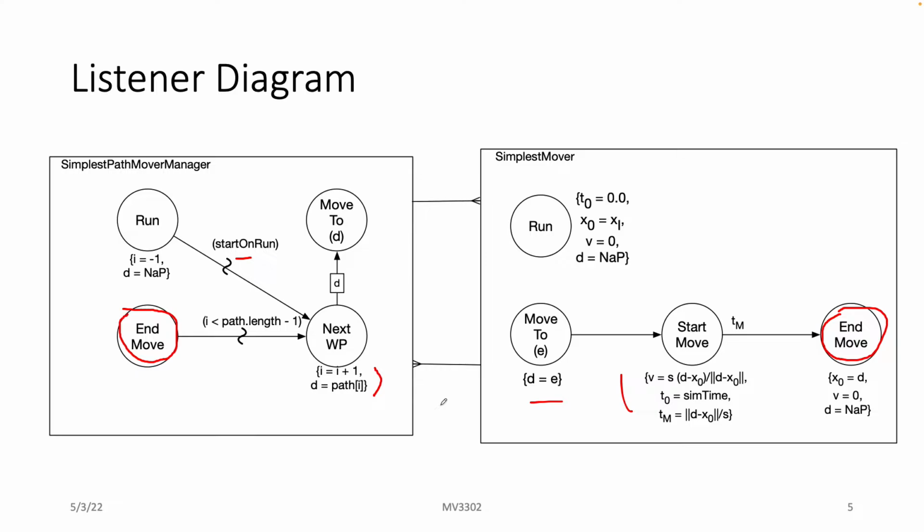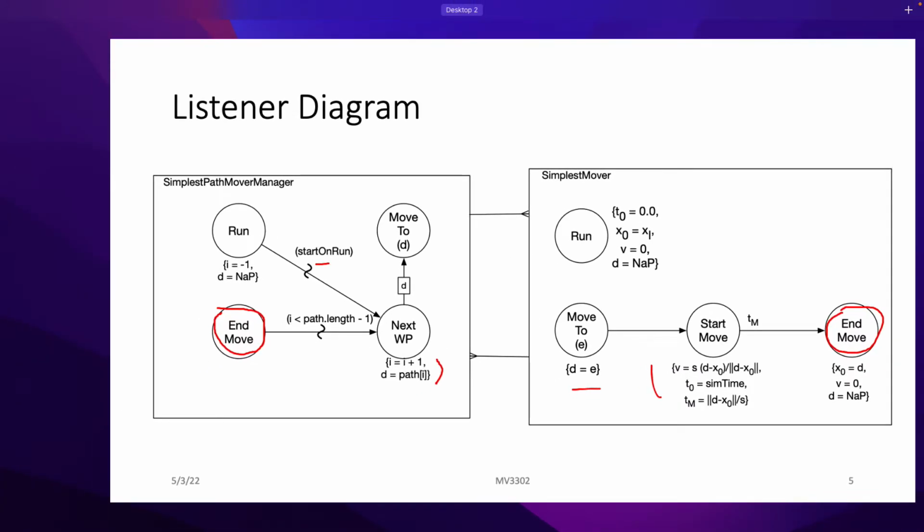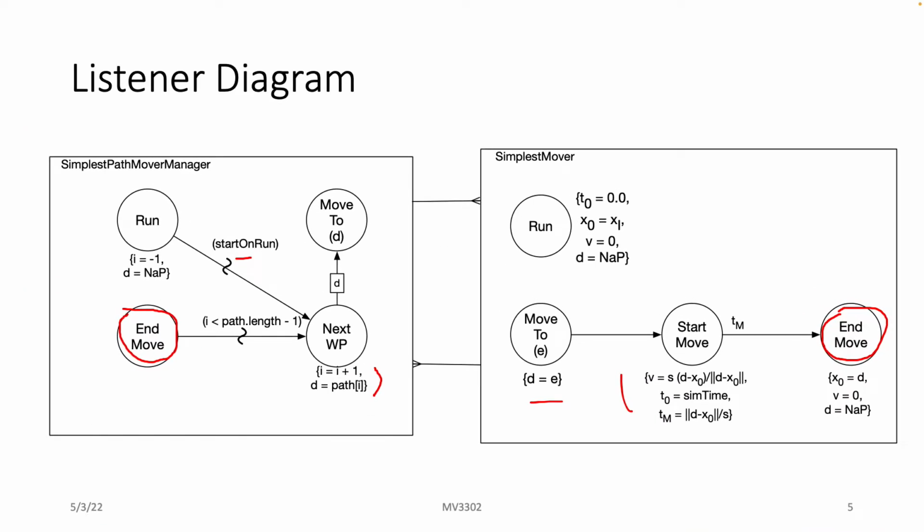So let's see if I can just do a context switch. Okay, so what does that look like? Here's our simplest path mover manager. So what do we have? We have an array of Point2Ds, which I'm going to call the path, and then a Boolean startOnRun, which is going to be true or false depending on whether I want to start right away or not.